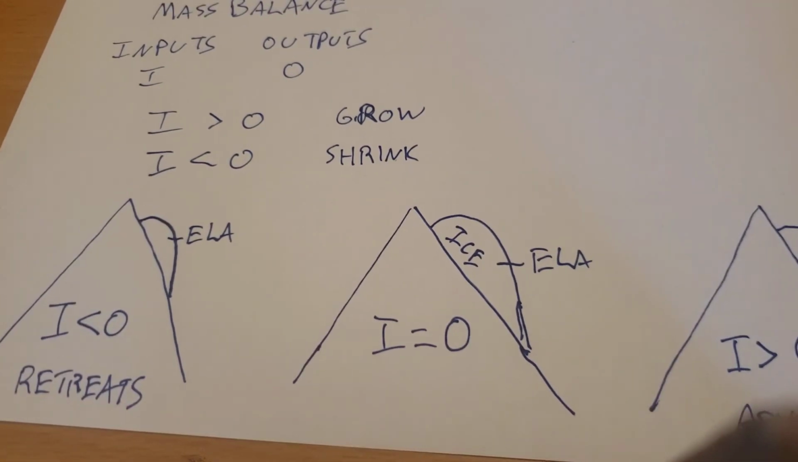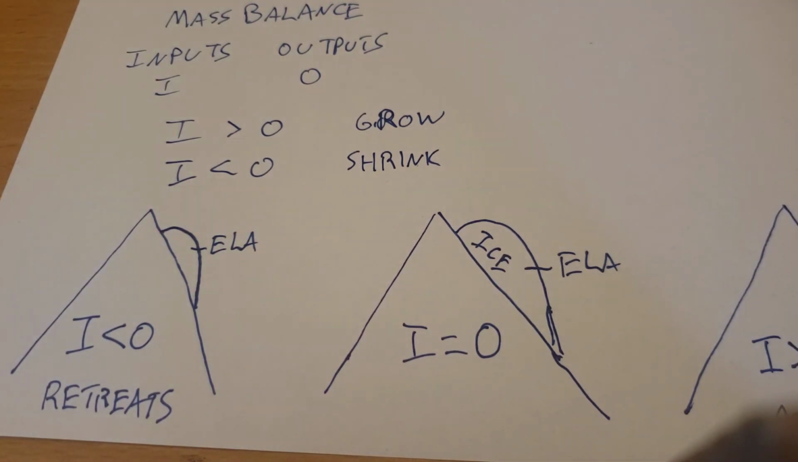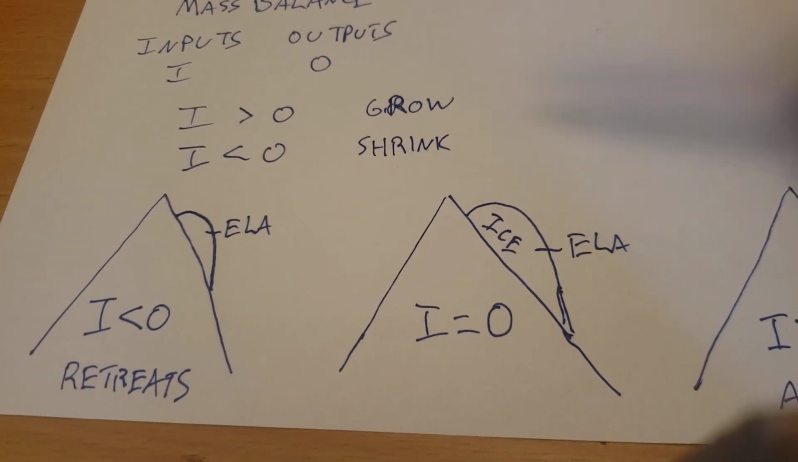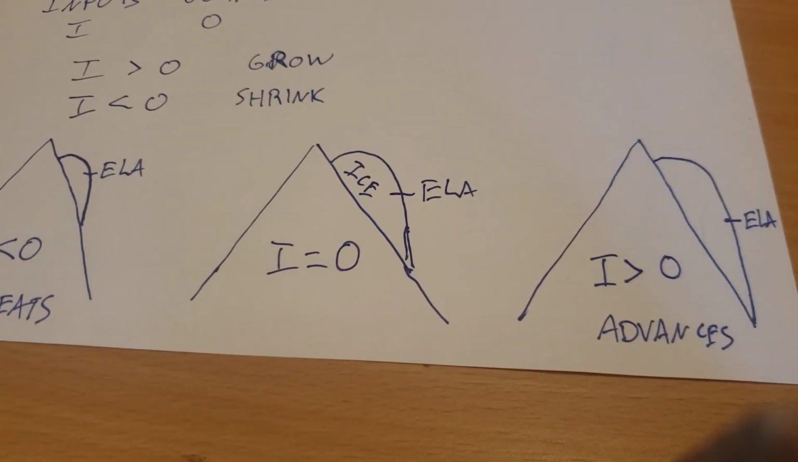So this is our mass balance for glaciers. Like I said, it also can apply to other systems. You could do this mass balance with inputs and outputs for lakes, for rivers, for other things, but here it is specific for glaciers. So we have our stable, retreating, and advancing for glaciers.